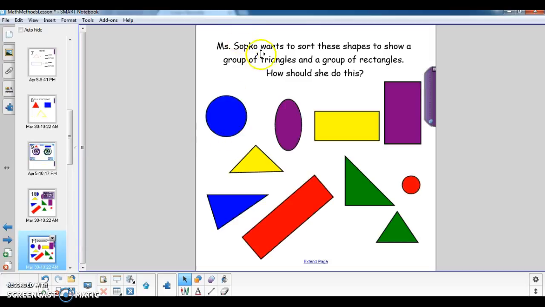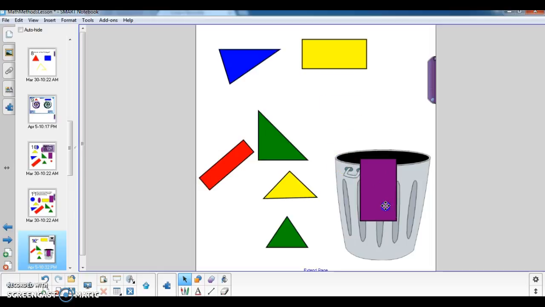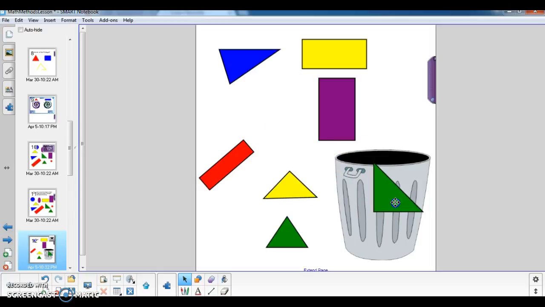So I give them a problem. Ms. Sopko wants to sort these shapes to show a group of triangles and a group of rectangles. How should she do this? So then first I say, let's get rid of all the shapes that are not a triangle or a rectangle. So then I'll call on students to come up, and they'll put the ones that are not a triangle or rectangle in the trash. So then you can just move it to here and put these 3 circle or oval in the trash, and if they put the wrong one, then it shoots it back out.